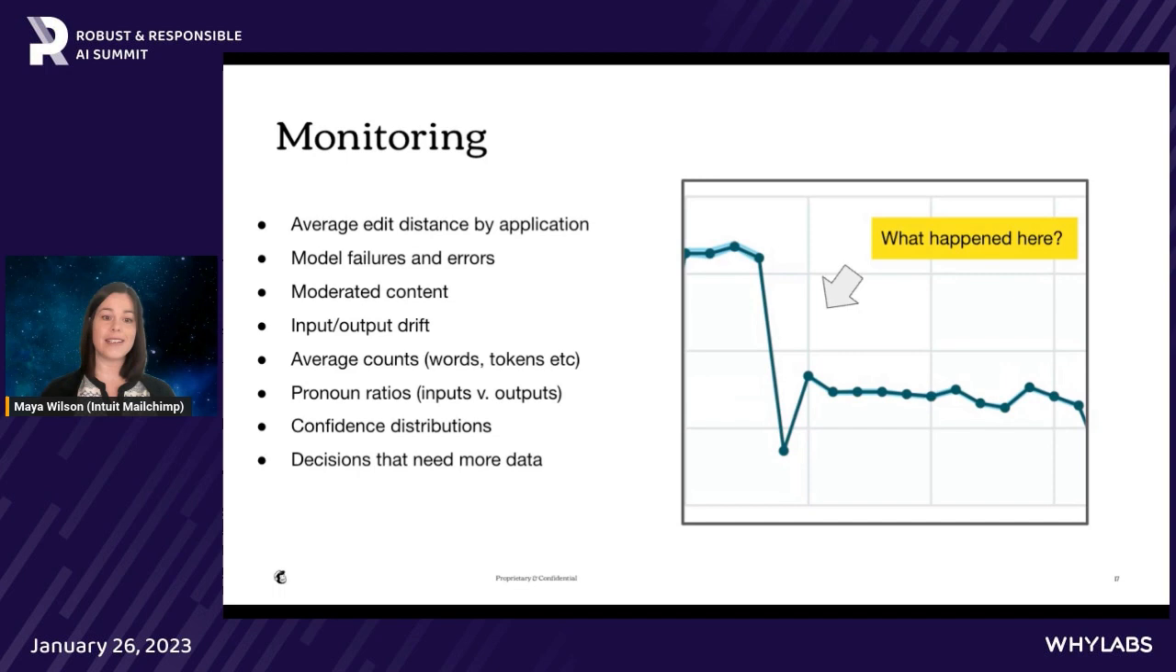Relatedly, average counts, average number of words, average number of tokens. These are kind of health metrics that you want to make sure aren't meaningfully changing. And if they are, you know why, and you've addressed it.